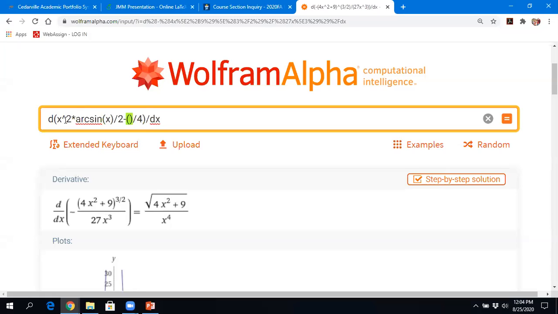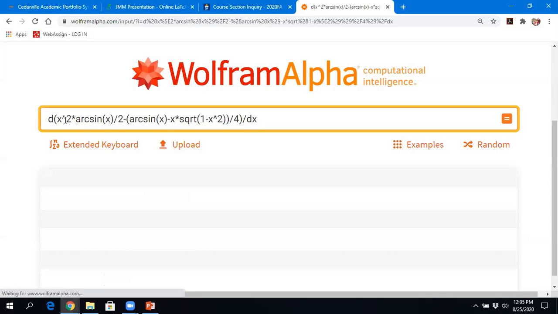What was inside of here? Arc sine of x, beautiful. Minus what? X times the square root. I don't even know if this is going to work. I just typed square root in there thinking that it might know what that means. Is that what it is? It's 1/2 x squared arc sine of x minus 1/4 arc sine of x minus x square root of 1 minus x squared. So let's see what happens.